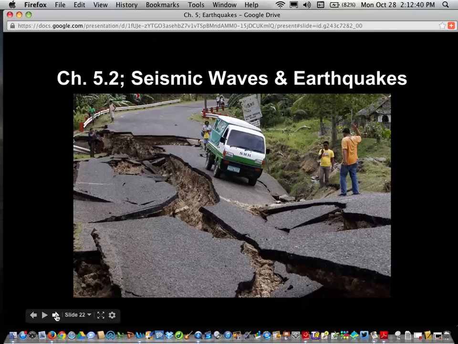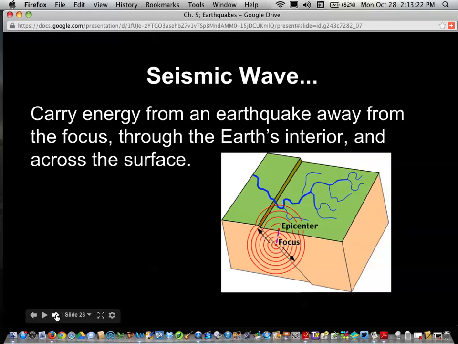Well, Chapter 5, Section 2 is all about seismic waves and earthquakes. And this is a rather striking picture. As you know, Japan is in an earthquake hazard zone. They have the Kuril Trench, which is one of the deepest ocean trenches in the world, right off of the island of Japan, where subduction is occurring. And as we know from the nuclear power incident a few years ago, Japan is really at risk of another major earthquake happening. Well, what are these things that we call seismic waves?